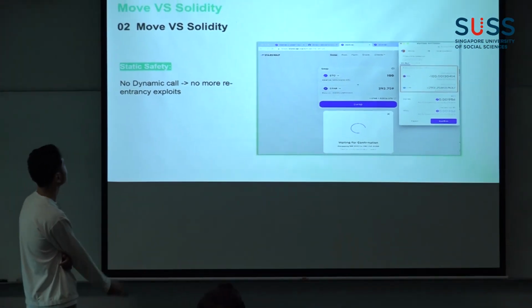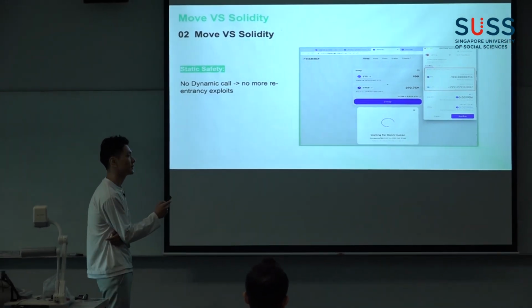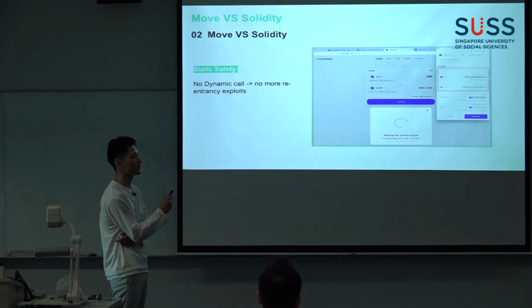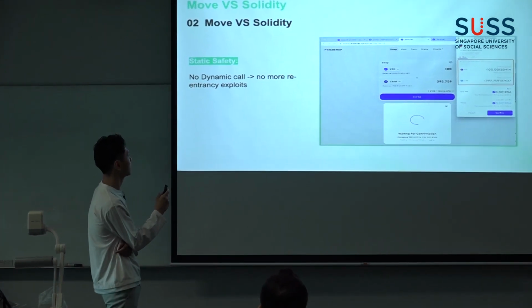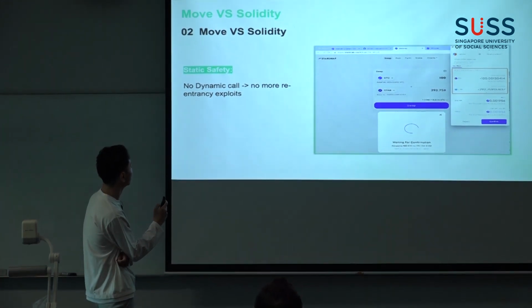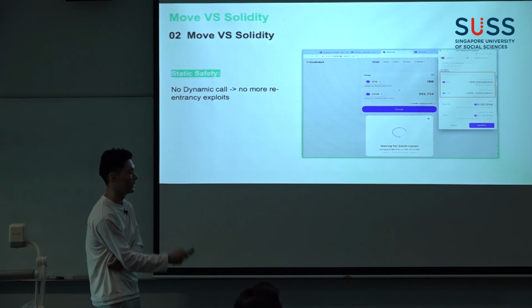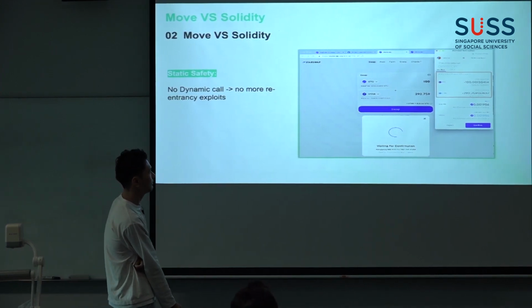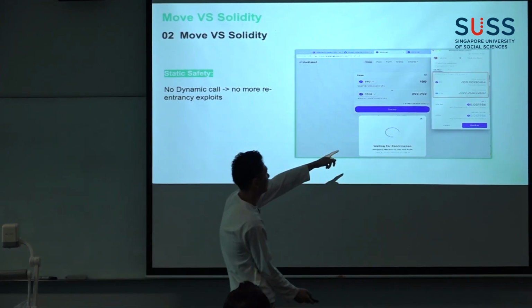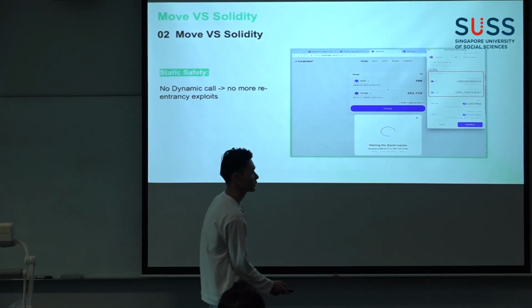Static safety. In Solidity, re-entrancy is a big issue, and the root cause of re-entrancy is the dynamic part of Solidity's calling stack. In Move, however, it is static. It means it's deterministic when you initiate a transaction. For example, here you can see that you initiate a transaction. You know exactly how much coin you are sending and how much coin you are receiving.